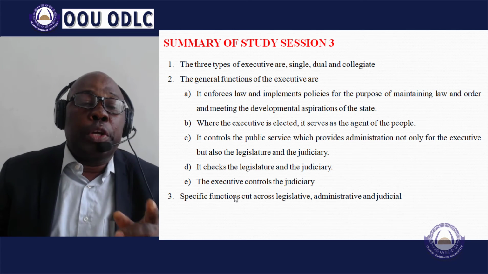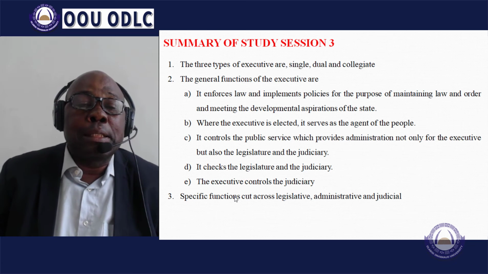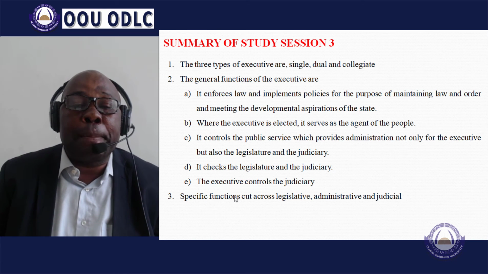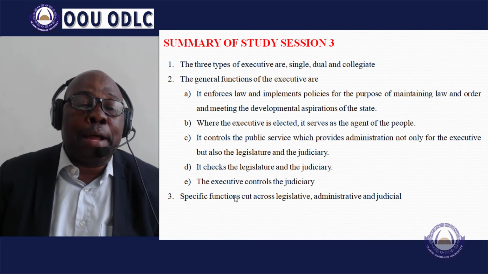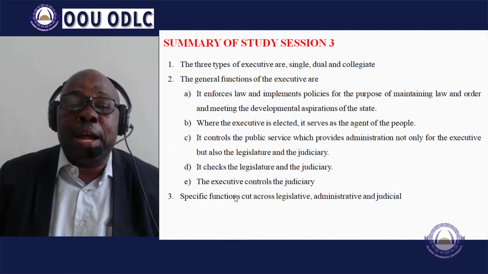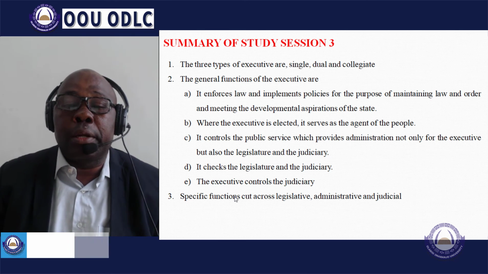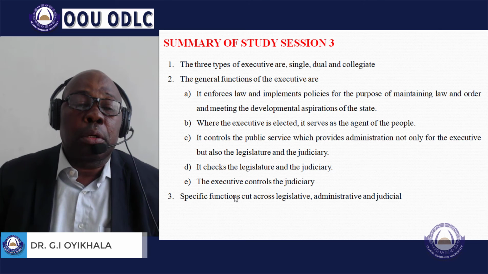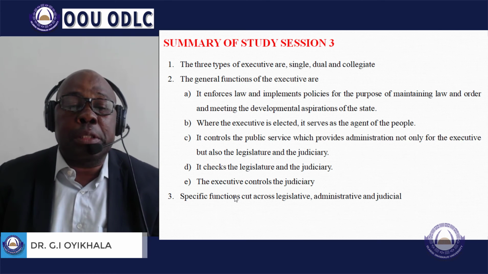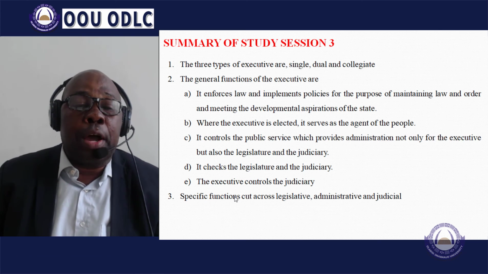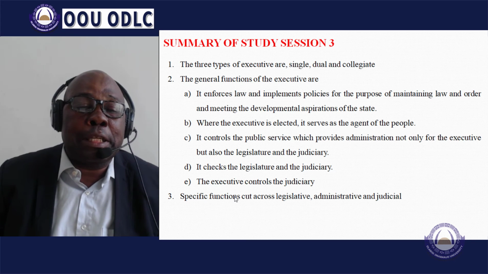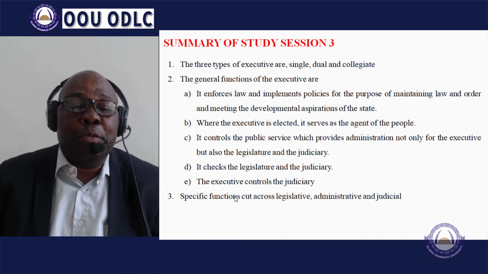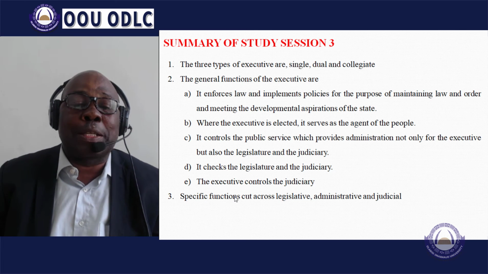2. We said the executive, as an elected body of the people, serves as the agent of the people. We also discussed its power to control the public service, which provides public administration not only for the executive but also the legislature and the judiciary. Also, we talked about its power to check the legislature and the judiciary. Later, we discussed that the executive is vested with control of the judiciary specifically.